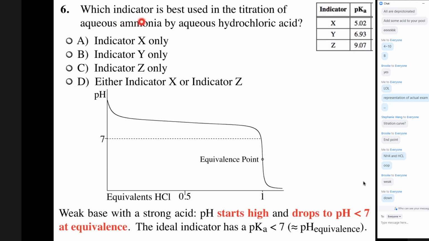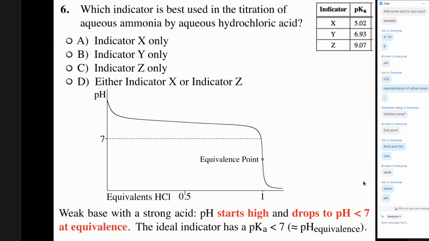And because it's weak base, strong acid, acid dominates, so it's going to be pH below 7 at equivalence. So I'm okay with the curve looking something like this. Does that seem reasonable to you? Okay, perfect. And we're going to start with NH3, and I'm going to finish with NH4 plus. Okay, so the equivalence point is down here.